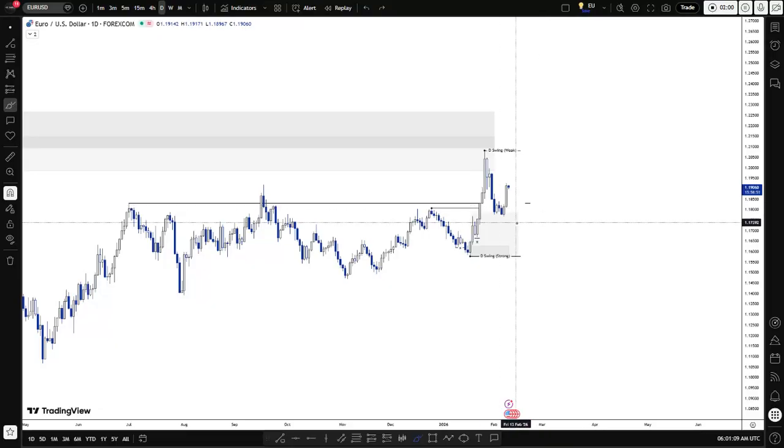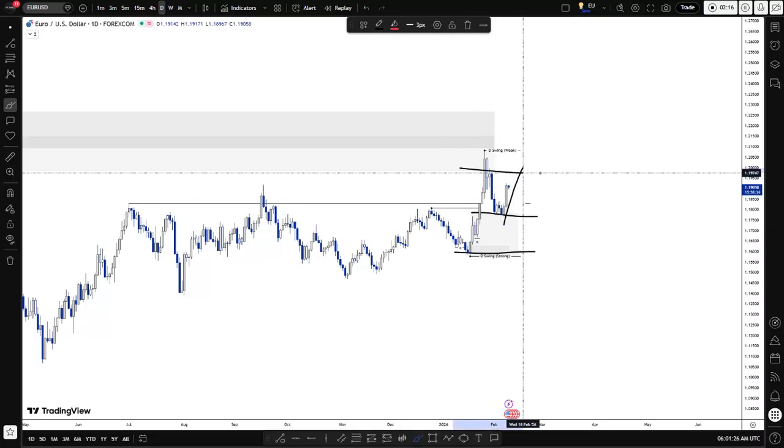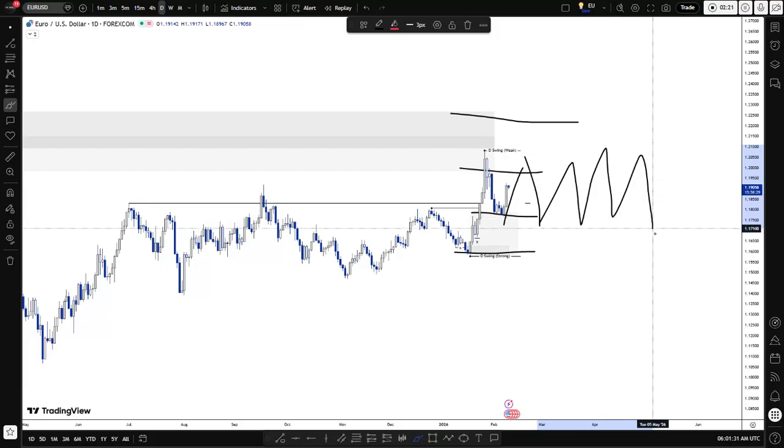So we don't know. It's best we wait for one to win, but we can also play the ping pong between the zones. The way price mitigated the weekly demand, we can look for longs from this demand to supply. Then once price mitigates supply, we can look for shorts back to demand. But you see, price can start forming a range here.